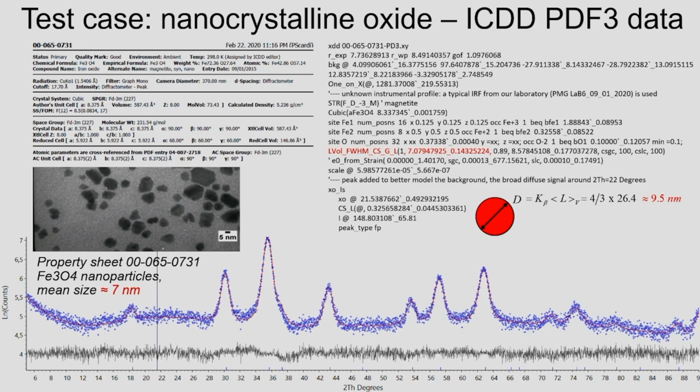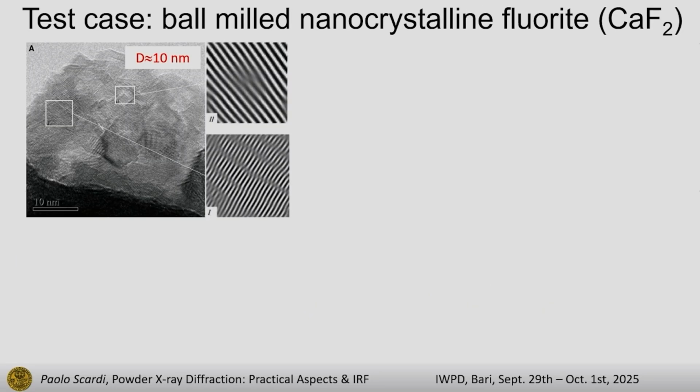Okay, let me show you another example, which is in the files you can download for the tutorial. This is fluorite, a very common mineral that has been ball milled. When you ball mill materials, you basically reduce the size and you introduce defects, primarily dislocations in this kind of material. You can see them in the TEM. And the TEM tells you that the size of the crystalline domains is in the order of 10 nanometers. This is frequent in ball milled materials.